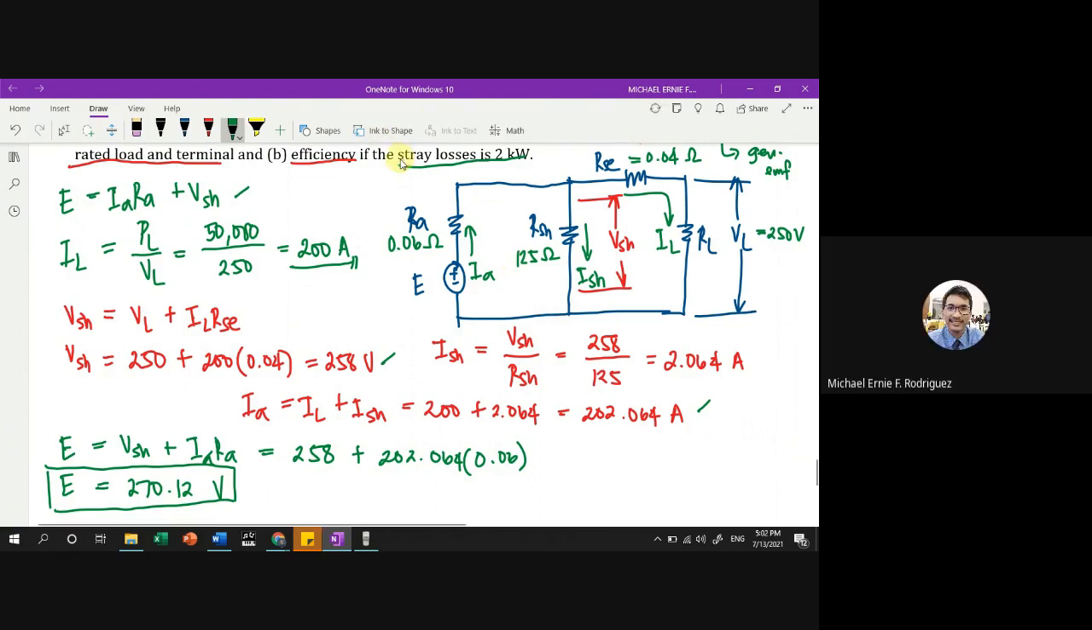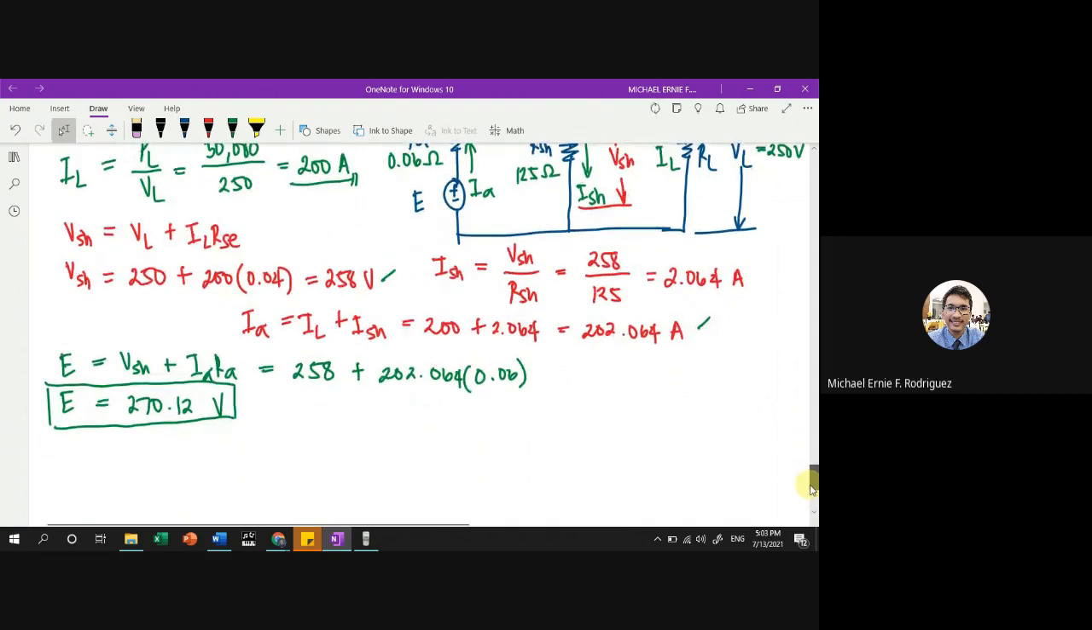Okay, sige. Efficiency tayo. So, tandaan natin na binigay niya yung stray load losses, which is 2 kilowatts. Ito binanggit niya sa problem. Okay, the efficiency if the stray load loss is 2 kilowatts. Tandaan natin yan. So, sige tayo sa efficiency. Ang sabi niya, ang stray loss is 2 kilowatts. Okay, and then we solve for the copper losses. Okay, so sa copper losses, ang formula natin is IA squared RA plus ISE squared RSE plus ISH squared RSH.